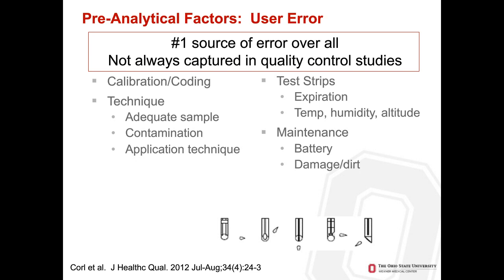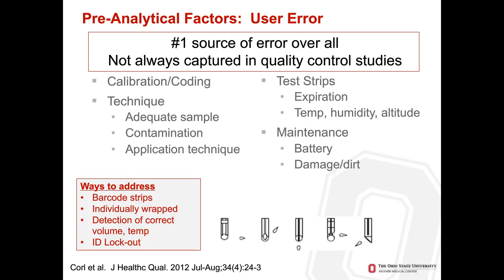And there are several ways that over the years, manufacturers have addressed these issues. As I mentioned, barcoding can also help with the calibration and coding issues so that becomes minimized. The sample can be tested for the correct volume and temperature, and users can be forced to enter in an ID, and that access can be controlled by training logs.